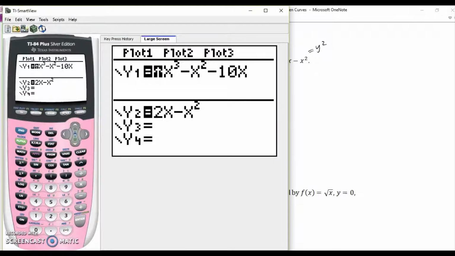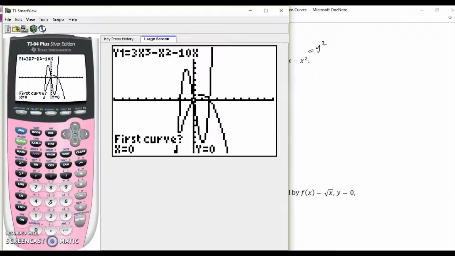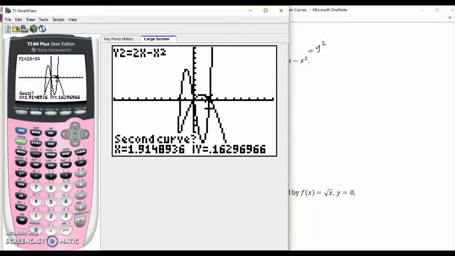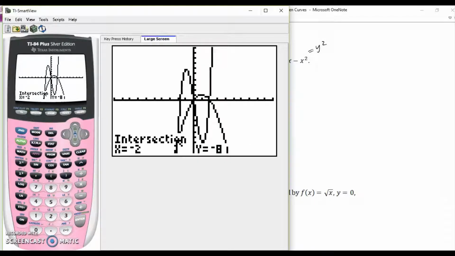I just go second, trace 5. First curve, enter. Second curve, enter. It looks like somewhere where x is 2, so I'm going to press 2, enter, and it's going to say it's at 2, 0. That's not the one I wanted. I wanted negative 2, so it's nice to have one at 2, 0. I'm going to go second, trace 5, enter, enter, and I'm going to pick my guess. I said negative 2 was the one I was actually looking for, which is at negative 2, negative 8, so that's good. At x equals negative 2, they do intersect nicely.